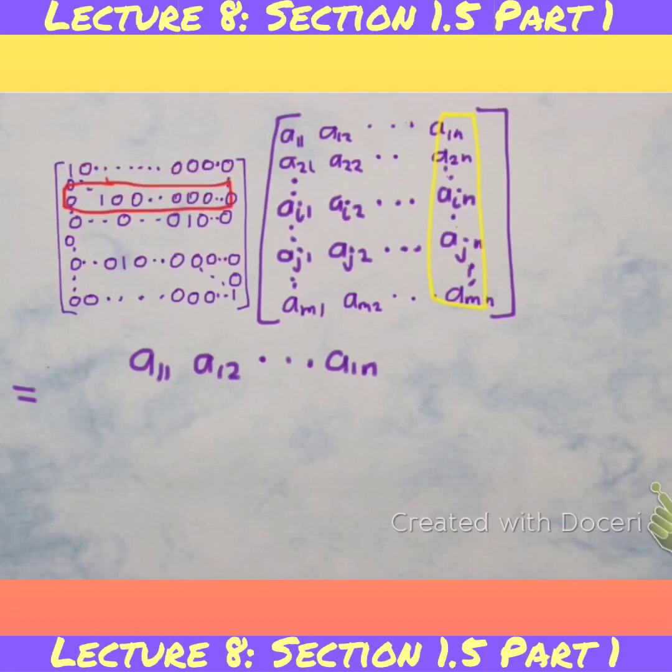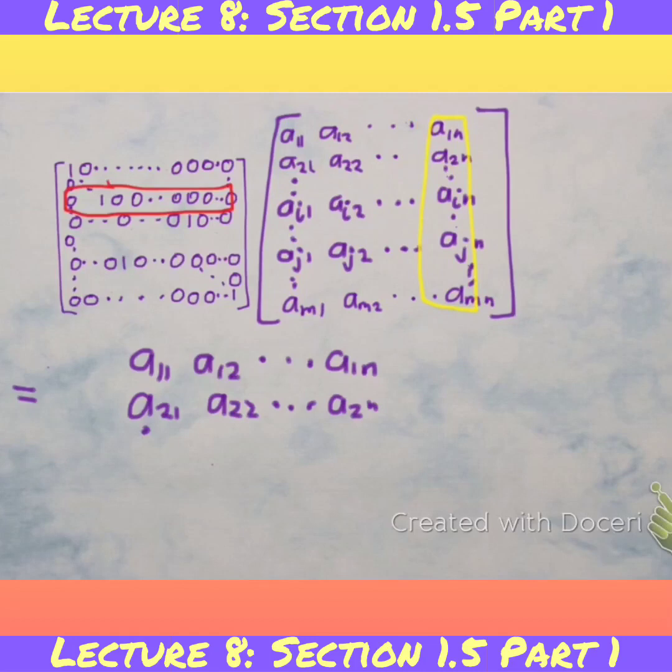Then you're going to move on to the second row of E that you're going to dot with all the subsequent columns of A. And moving on to the second row, the dot products are all going to generate the second row of A. Okay, and then you're going to carry on straight up until you get to the ith row of E. Now the ith row of E has a 1 in the jth position.